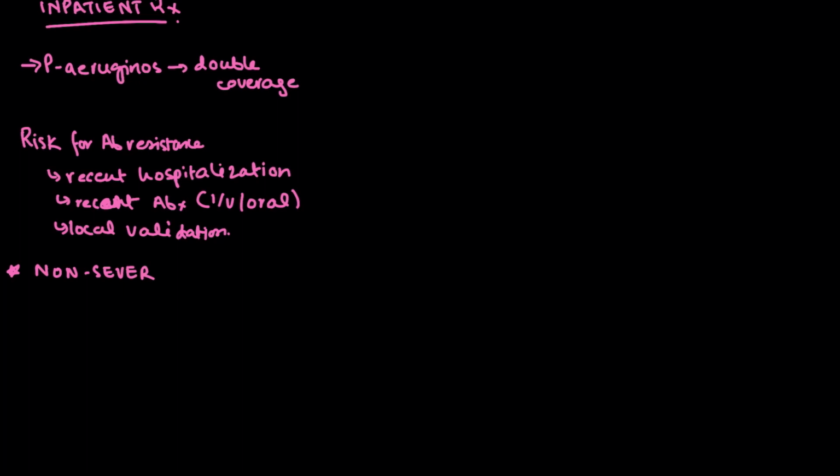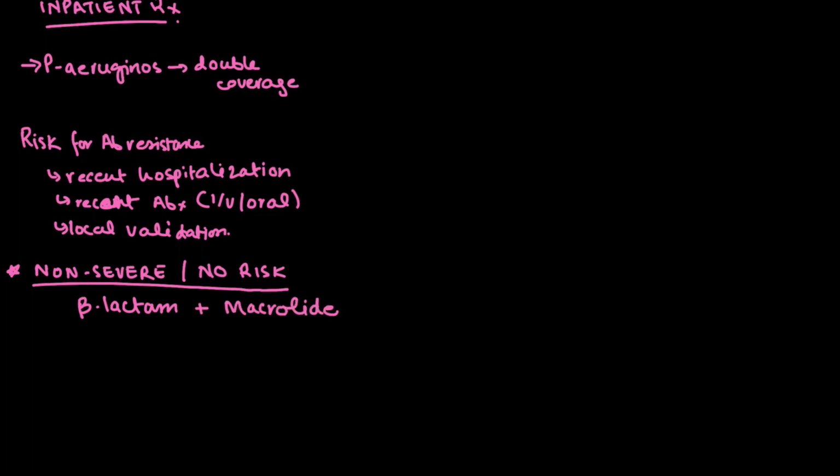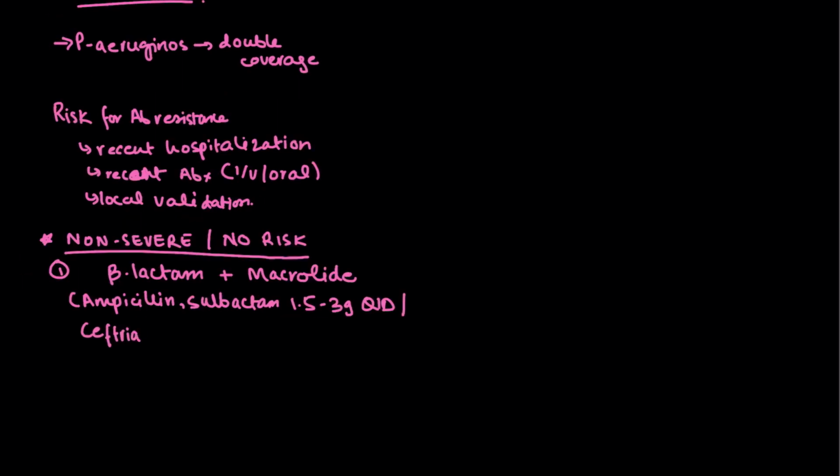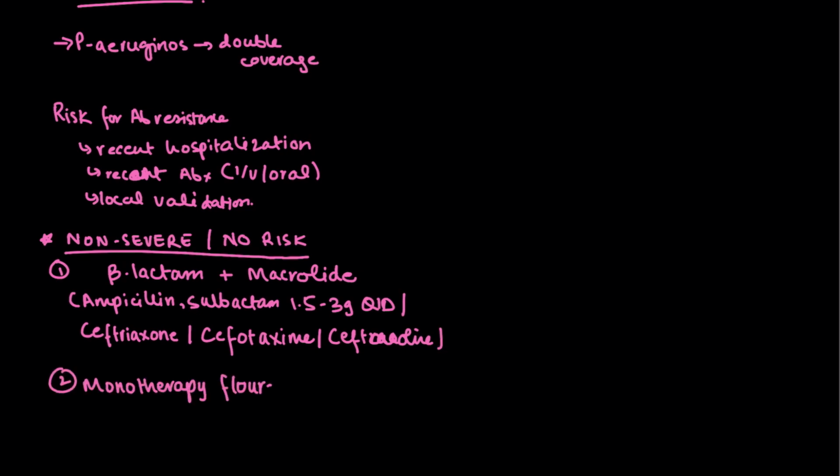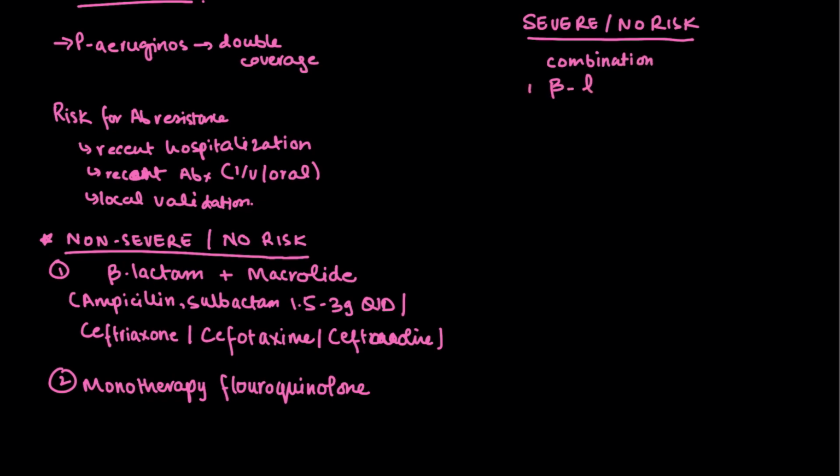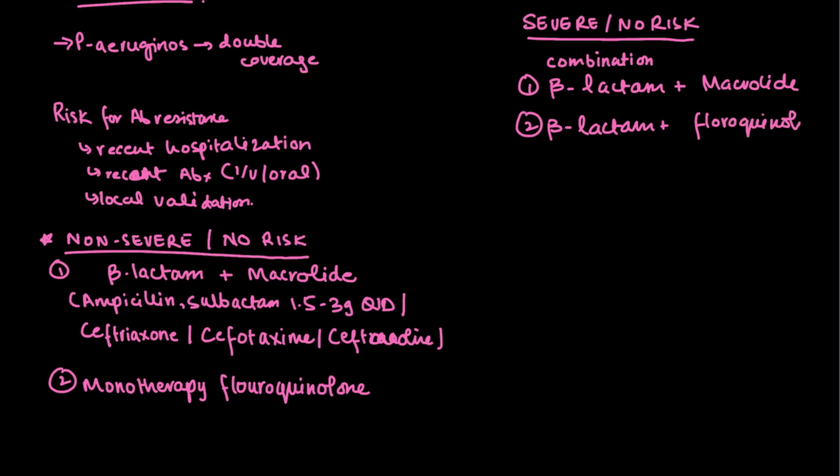So based on this, we divide patients into different categories. Any patient who has a non-severe CAP requiring hospital admission but has no risk factors for resistance, in this case we give IV beta-lactams, which include ampicillin-sulbactam, ceftriaxone, ceftaroline, and cefotaxime. Another option is to give monotherapy fluoroquinolones like levofloxacin, moxifloxacin, or gemifloxacin. In patients with severe CAP with no risk factors for antibiotic resistance, the treatment is pretty much the same. We can give a combination of beta-lactam plus a macrolide, or this time we can give beta-lactam with a fluoroquinolone. The difference is that this time we cannot give monotherapy of fluoroquinolones. Instead, it's given in combination with beta-lactams.